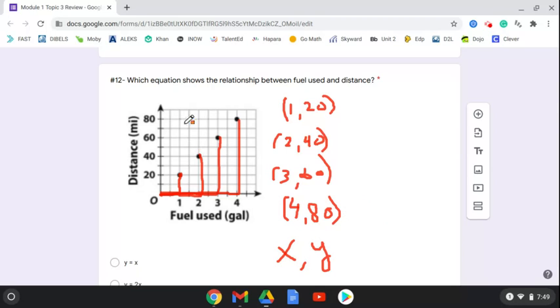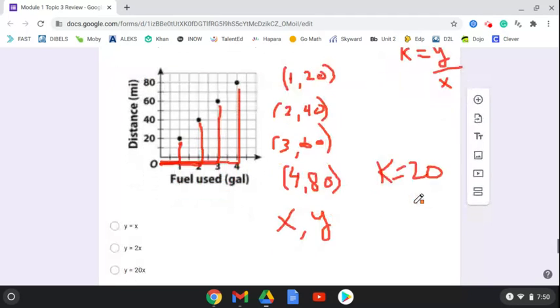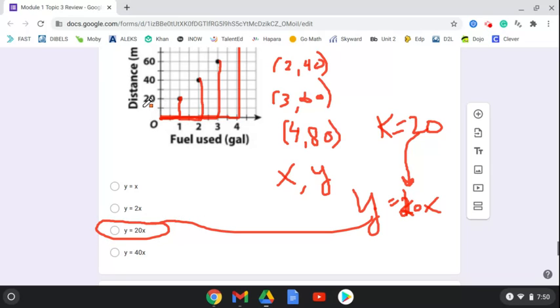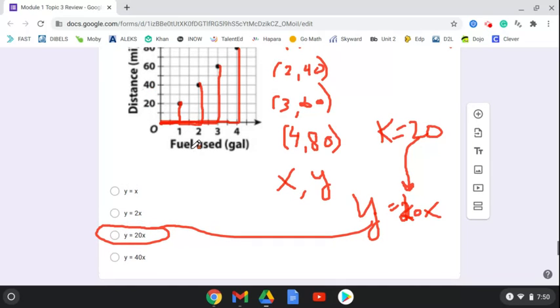And to write an equation to represent this relationship, you need to find k. So take your y's over your x's. k is equal to y over x. So this would be 20/1. That's 20. 40 divided by 2 is 20. 60 divided by 3 is 20. And 80 divided by 4 is 20. So k, it looks like, is 20. And so that's what you're going to plug in to the relationship y equals kx. Take your k and plug it in right there. And so y equals 20x. And so what this is saying is that the distance is 20 times the fuel used.